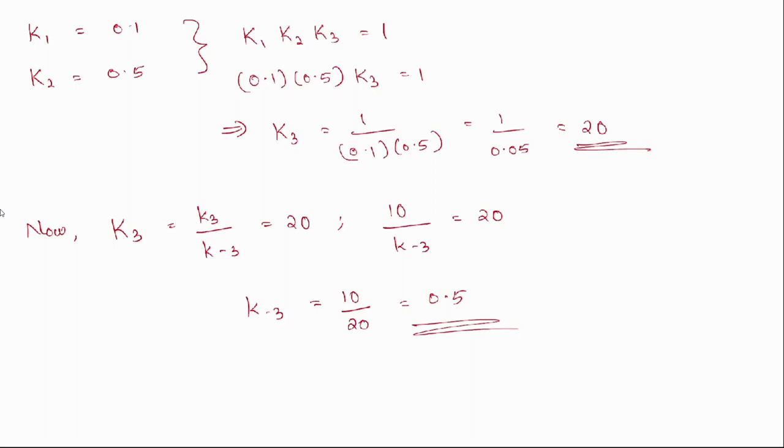Yeah, so this is the thing that we are following here. We have the forward reaction rate constants and backward reaction rate constants for three reactions which are cyclic and reversible in nature.